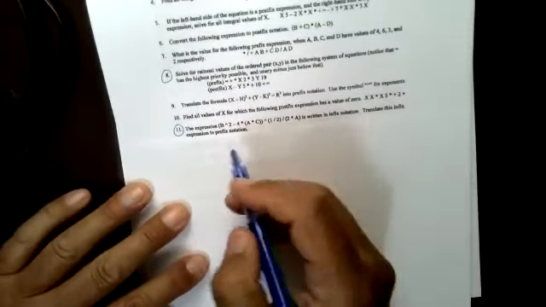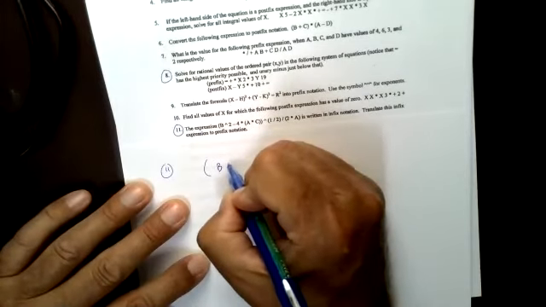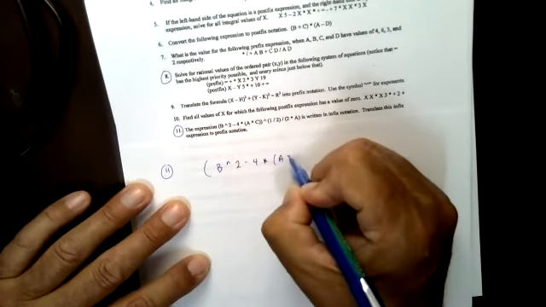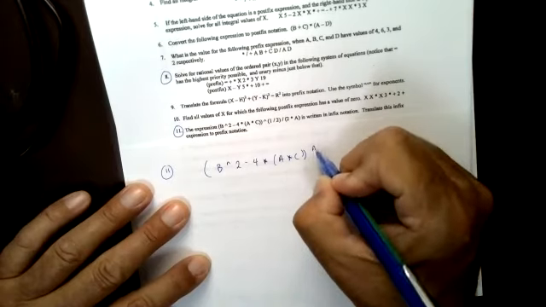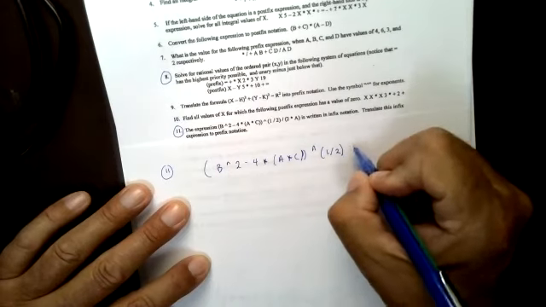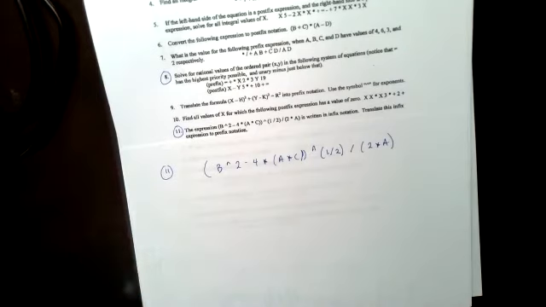The expression b caret 2 minus 4 times a times c, caret 1 slash 2, slash 2 times a. That is B squared minus 4ac raised to the 1/2 power, which is the square root, divided by 2a. Translate that into prefix.